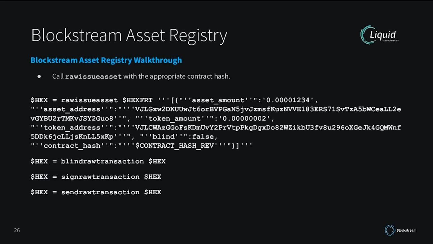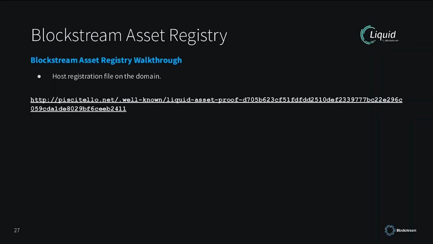I'm going to blind the transaction. This is going to hide all the amounts of the outputs. I'm going to sign it, and then I'm going to send it. So once I do all those things, the transaction now pops up on the network. We can actually see that it's there. And let me go back to the asset registry here, and I will walk you through what you actually see.